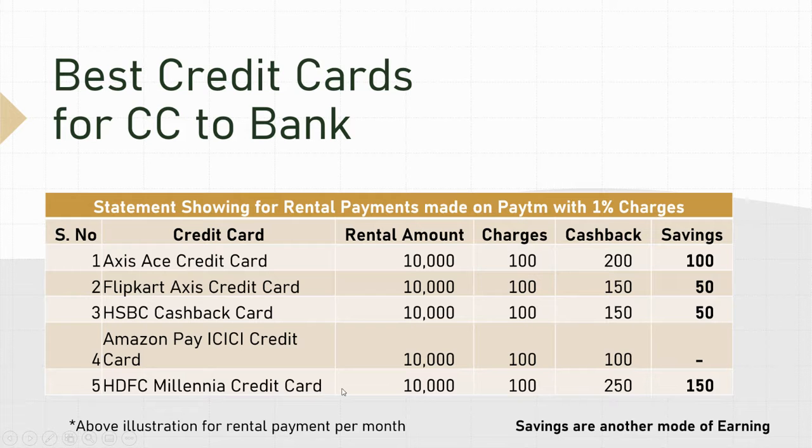And the HDFC Millennia credit card, I have given rank number 5, because this card comes with the 2.5% category, but the capping would be applicable on the cashback, 750 per calendar month. In all the above cards, there would be no capping of the cashback or reward points. So we would be saving much. The above illustration is for a rental payment of only 10,000 per month, or else you can calculate as per your amount.